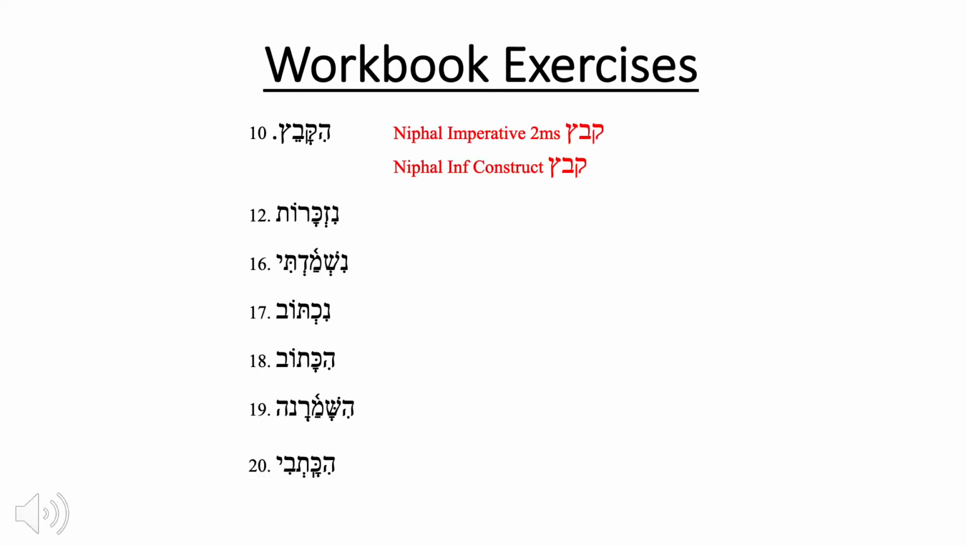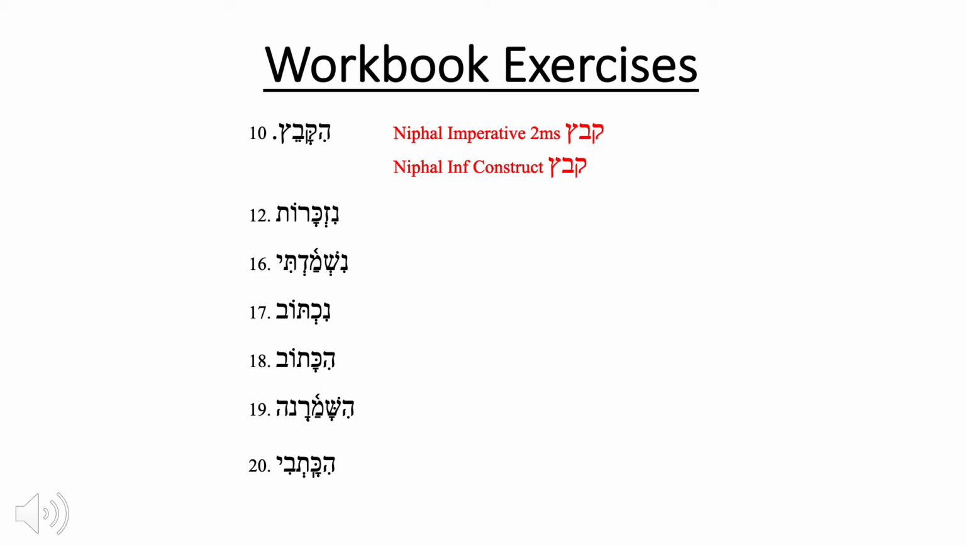Number 10 is a nifal imperative. Again, we have that qamets under the qof, plus the dagesh in the qof. Again, we have the hey instead of a nun as our preformative here, because this is a nifal imperative 2ms. But this is also the identical form of the nifal infinitive construct. That's a little tricky, but it reminds us that we have two forms here that are very similar, in fact identical, in the nifal. Only in the imperative 2ms, though, is this the case.